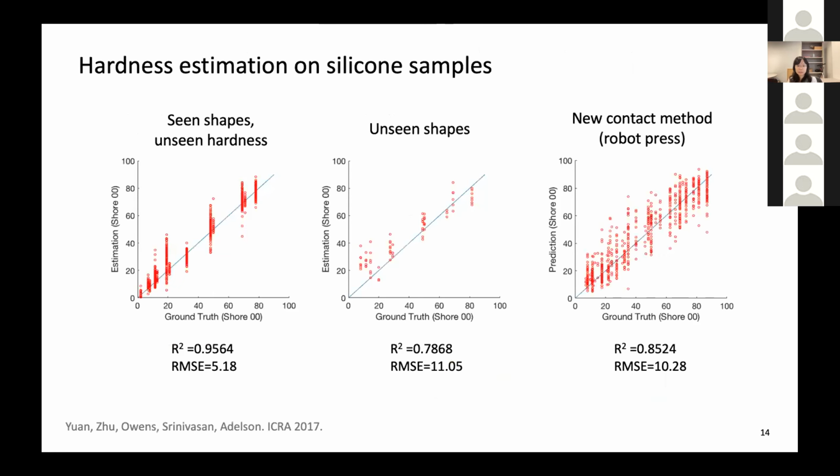So here we show our results on performing the hardness predictions on the silicone samples where we have the ground truth of the hardness levels. In those cases, we've shown examples where the shapes of the objects are seen but the hardness level is unseen, or the shape is unseen, or the contact mode is totally different, such as the contact being conducted by the robot. In all those cases, we can see that the robot can get a relatively close estimation of the hardness levels of different objects.